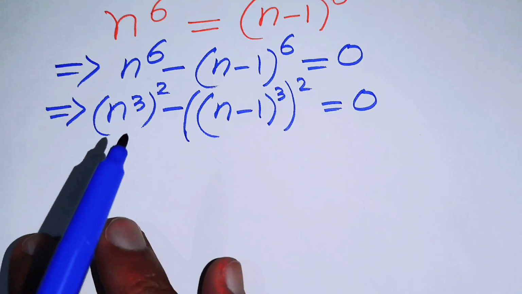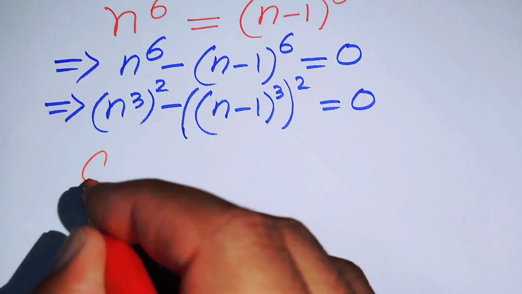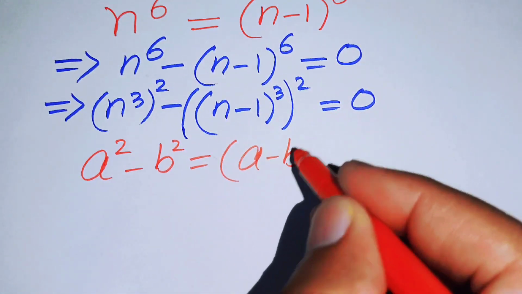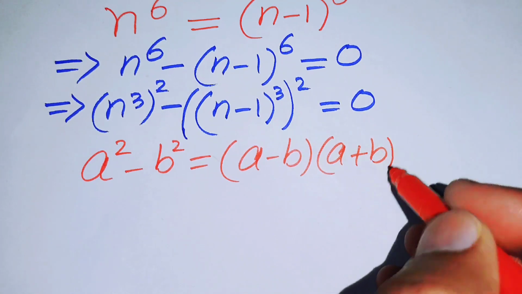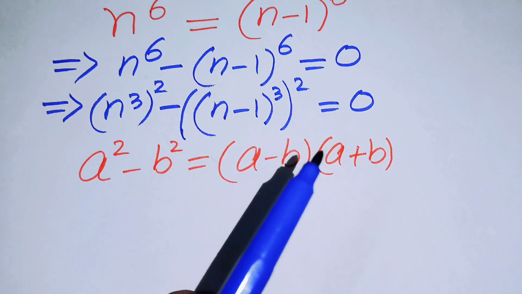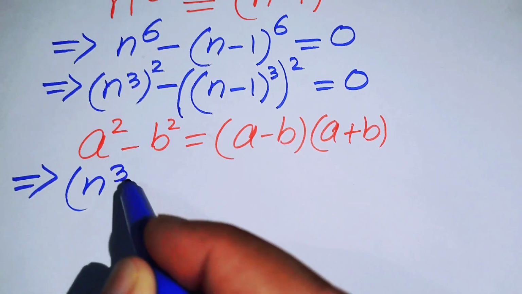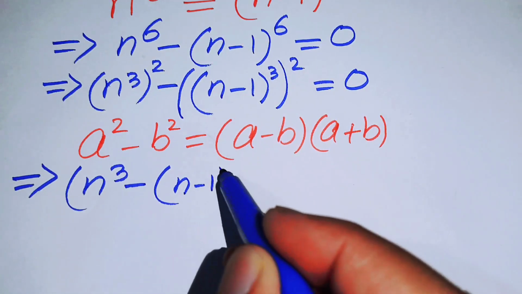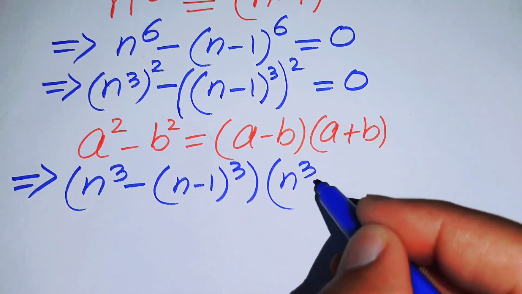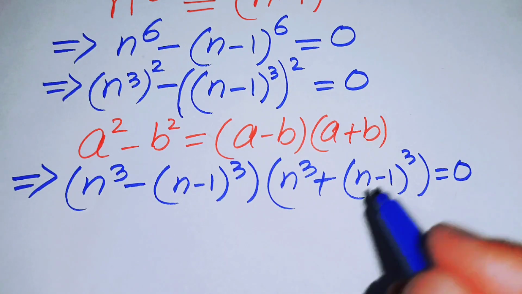So now we can use the nice square identity, and you know about this identity. If we have a squared minus b squared, it is equal to (a minus b) times (a plus b), so we can use this nice formula. So the above term will become (n cubed minus (n minus 1) cubed) times (n cubed plus (n minus 1) cubed), and this whole equation is equal to 0.